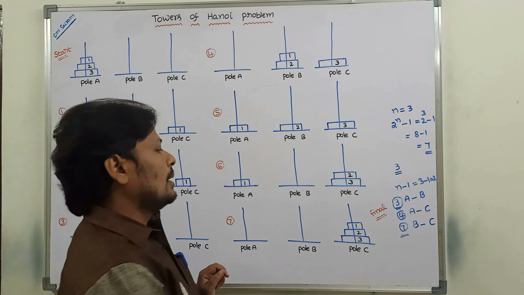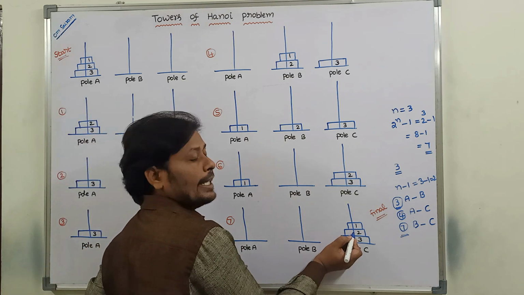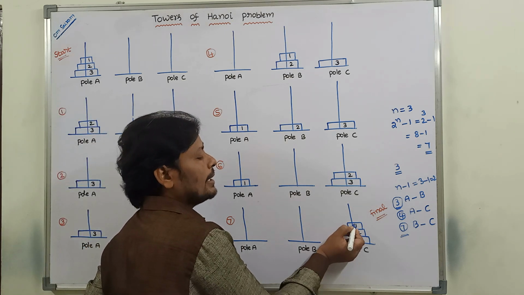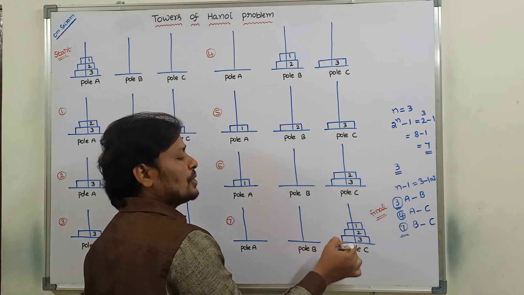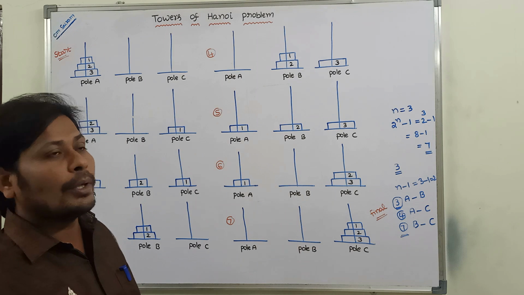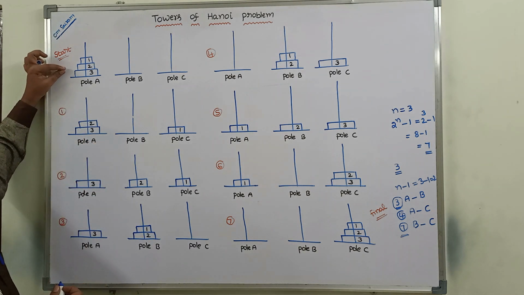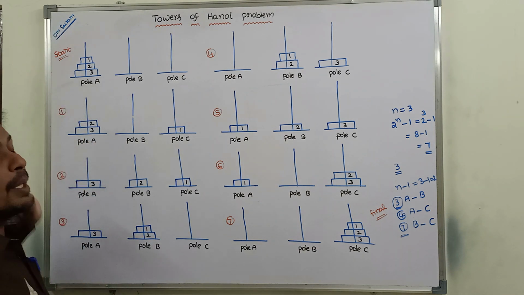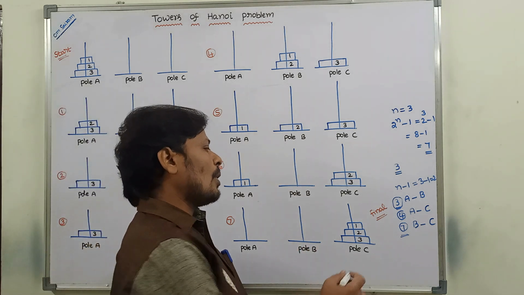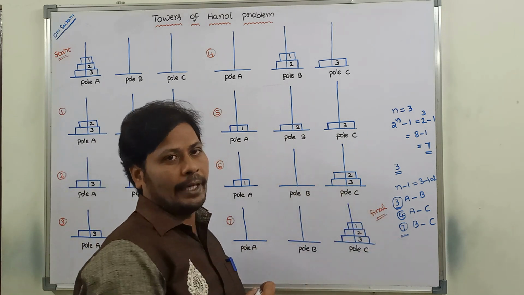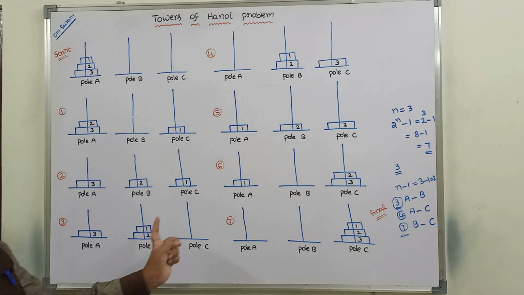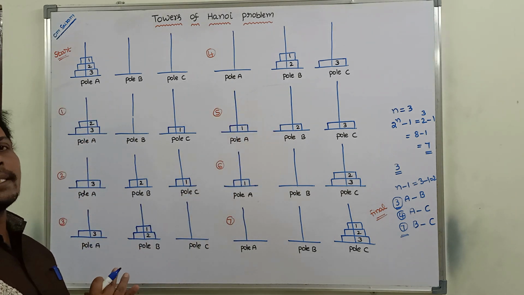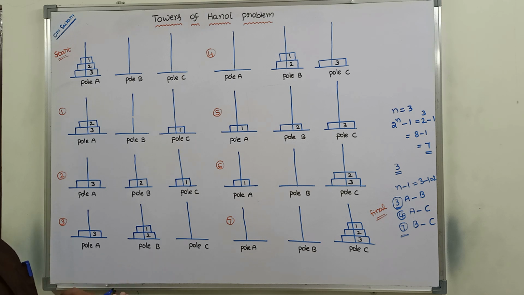So here, on the third disc the second disc is placed, and on the second disc the first disc is placed. Our objective is completed. We had to move 3 discs from pole A to pole C, so our objective is fulfilled. At a time only 1 disc can be moved, and that condition is satisfied. The largest disc cannot be placed on the smallest disc.